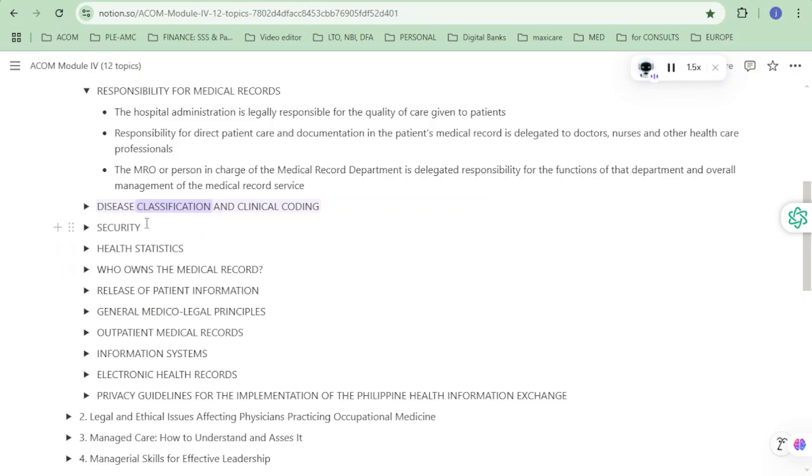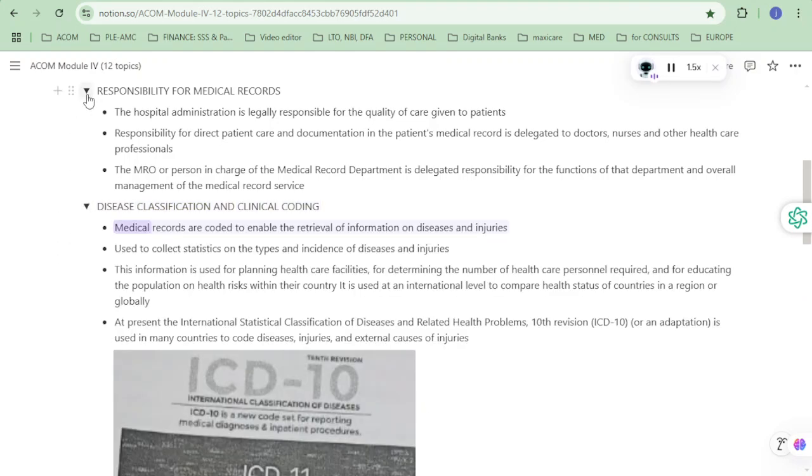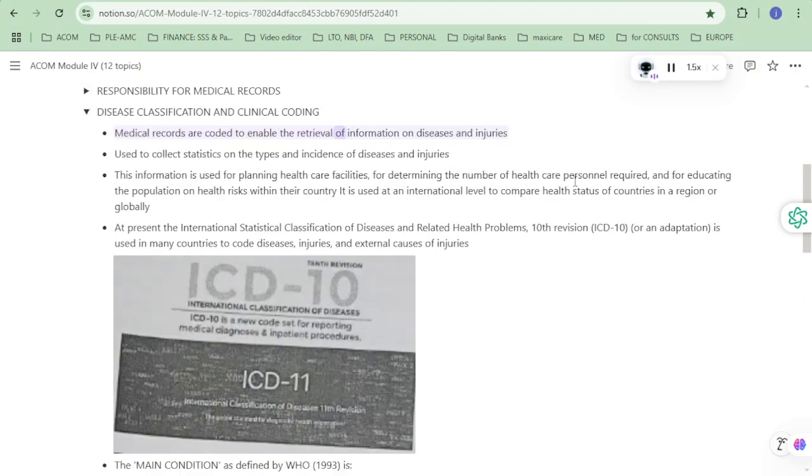Disease classification and clinical coding. Medical records are coded to enable the retrieval of information on diseases and injuries. Used to collect statistics on the types and incidence of diseases and injuries. This information is used for planning healthcare facilities, for determining the number of healthcare personnel required, and for educating the population on health risks within their country. It is used at an international level to compare health status of countries in a region or globally.